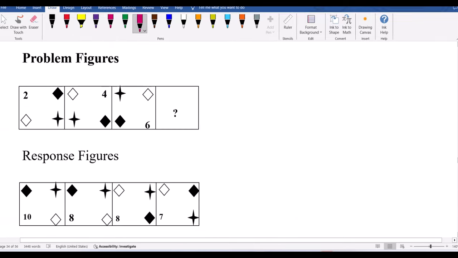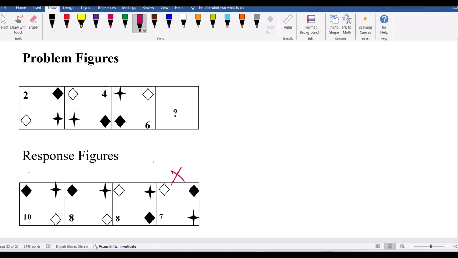Now again, image-based questions. They'll ask paper folding, paper cutting, all those things. This is one question related to that. Yeah, 8 is the one which is required.